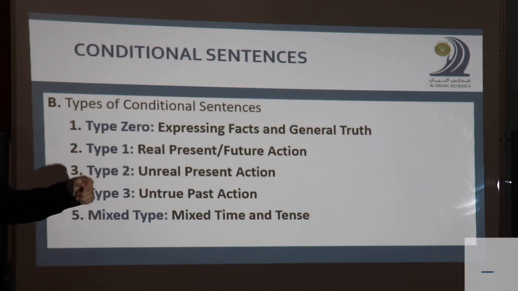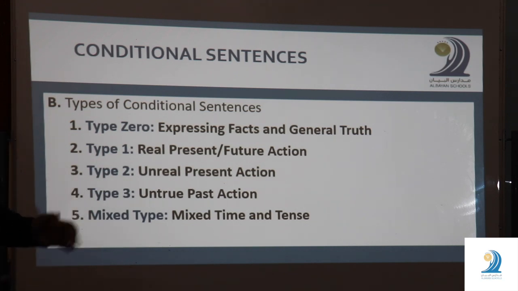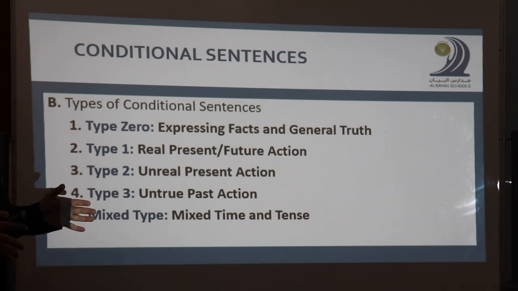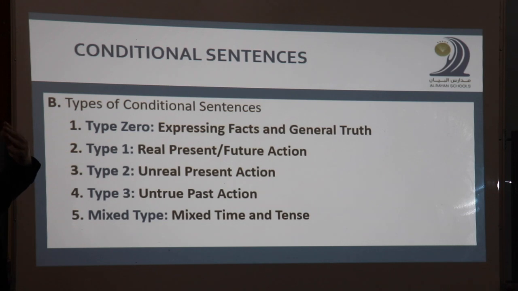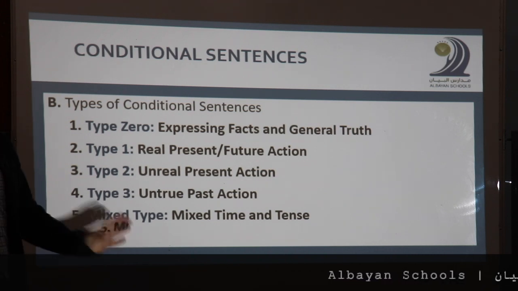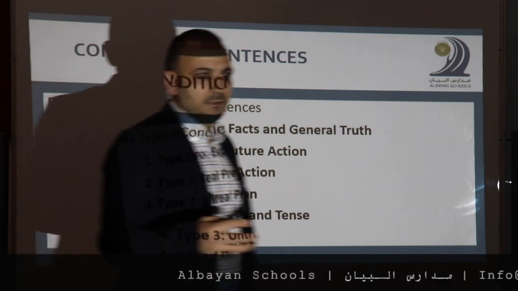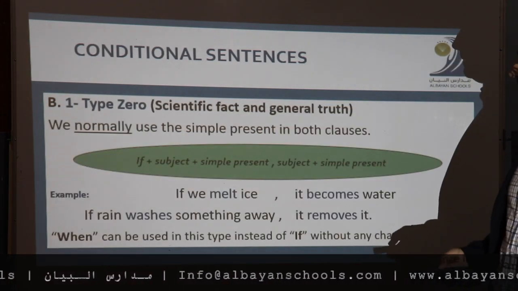Type 2 for expressing unreal actions, unreal present actions. You're talking about a present situation that's unreal. And also type 3 with untrue past actions, an action that didn't happen in the past. You want to express it in your conditional sentence. And the mixed type, of course, the mixed time and tenses. We'll see what we mean by mixed type and mixed tense. Let's start with the types, okay?